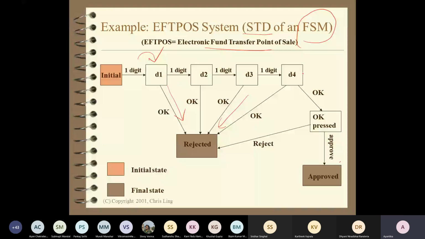Similarly, if you go up to 4 digits, and you have entered them and pressed OK, these are the conditions, and this OK press is the event. Then there is a match. This part is not shown. There is a backend, maybe some software, checking whether there is a match or not, and then it will be rejected or approved. So that is the general idea of how we understand the state transition diagram in FSM.